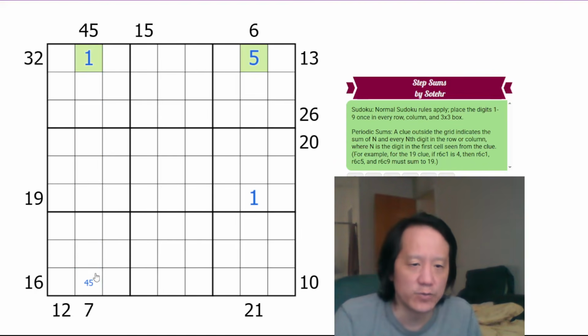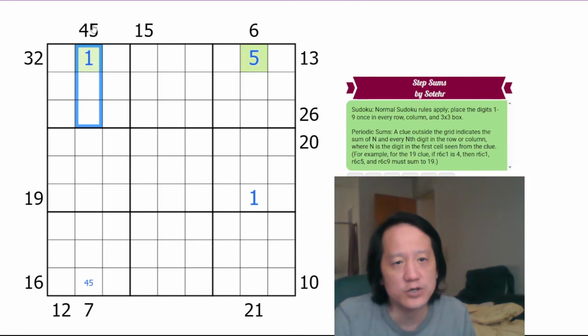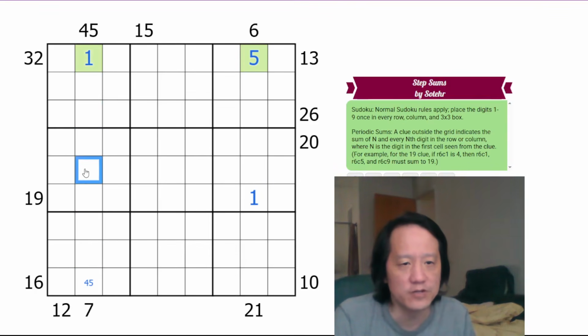So if it's 5 away, this is 1, 2, 3, 4, 5 away. So it's 5 and 2. And then there's no other digit that's 5 away from that. If it's 4 away, it's 4, 2, and 1. So you're guaranteed a 2 in one of those two cells. We just don't know which.